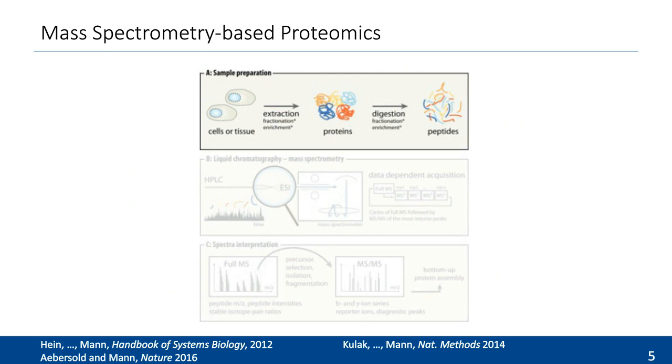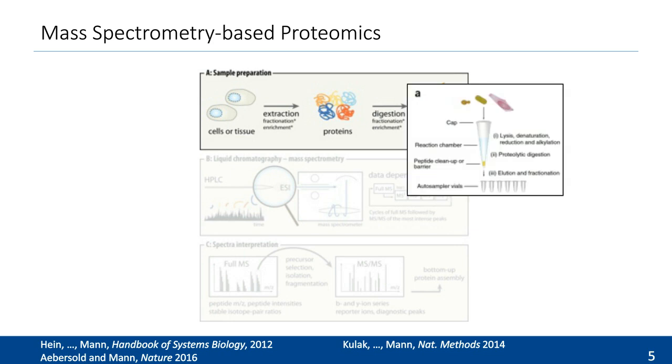To study this super complex system, we use MS-based proteomics technology, and every MS-based proteomics workflow starts with a sample preparation, where the goal is first to extract the proteins from our cell, tissue, or body fluid. Once we have achieved that, we typically digest proteins with proteases like trypsin or LysC, and we end up with a complex mixture of tryptic peptides, which we, in the next step, separate via liquid chromatography.